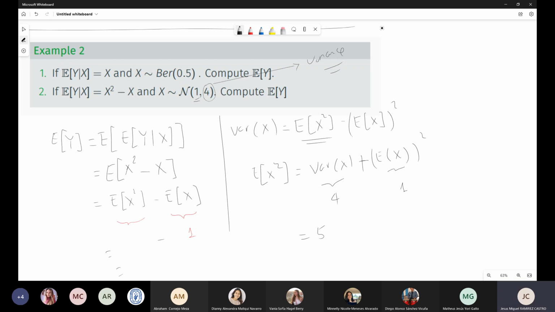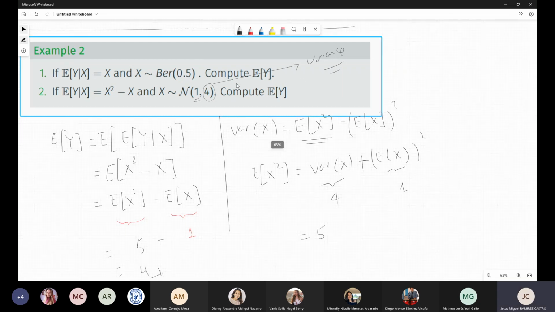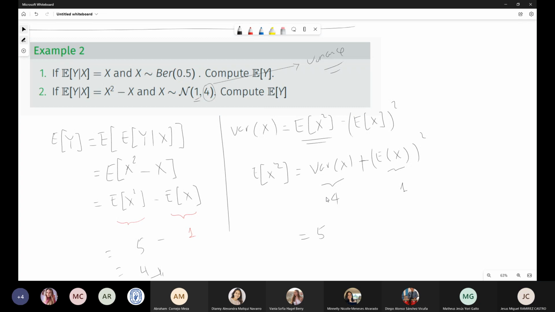Tienes toda la razón. Sí, el 7 sale 16, correctamente. Ya, está bien. ¿Preguntas? O sea, hemos aprovechado la propiedad que vimos hace un rato. Propiedad de iterated expectation.